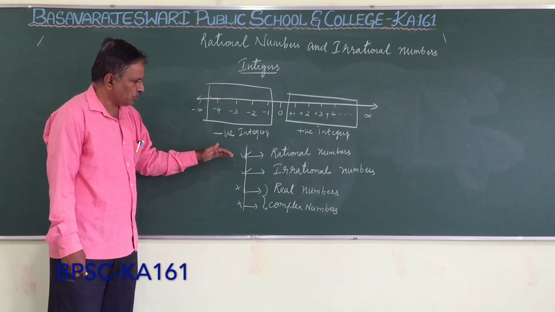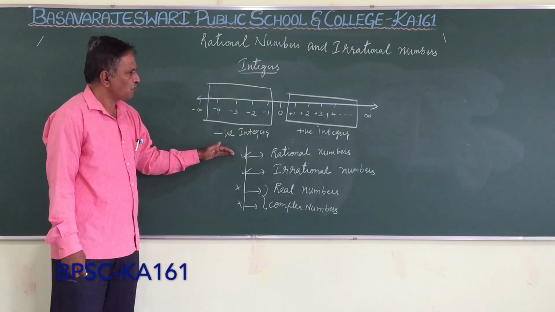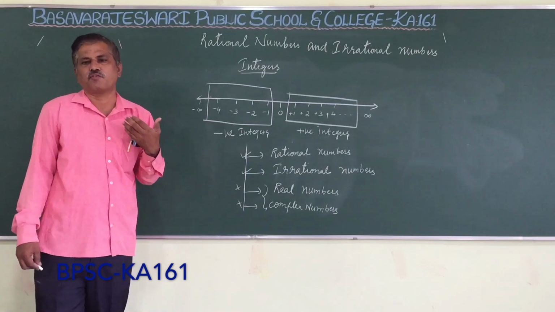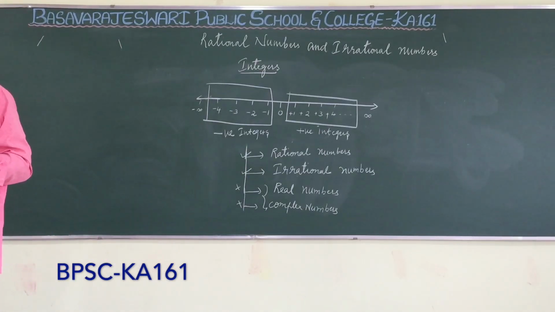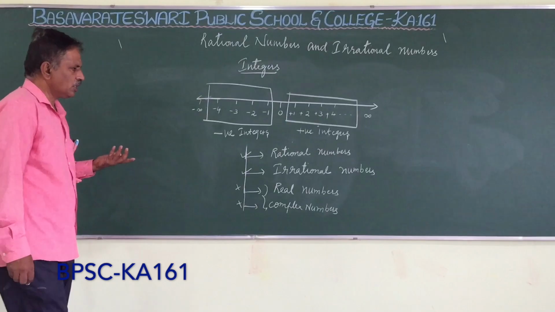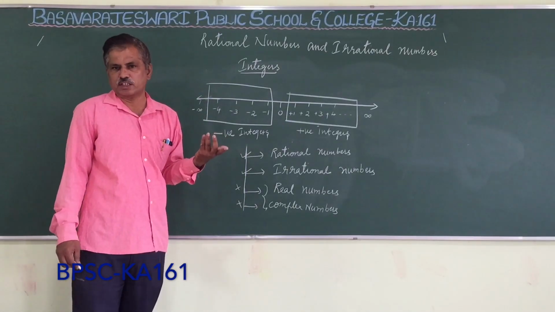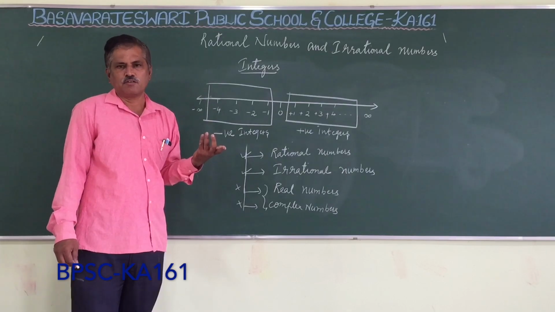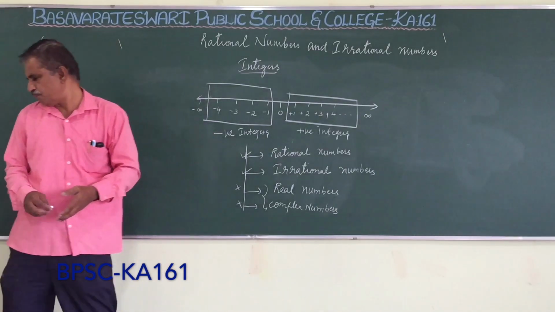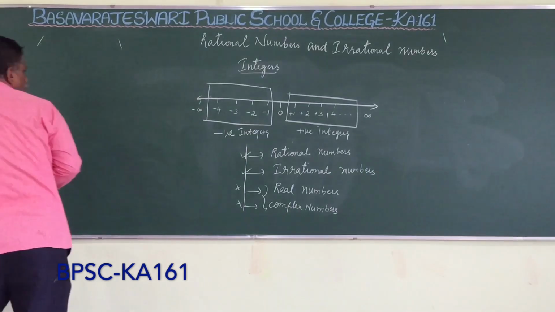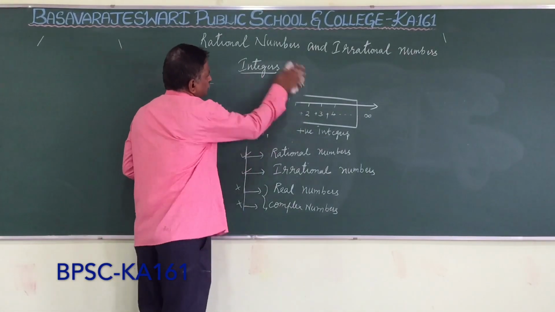So before going to the rational numbers, one has to know what is a fraction. Okay, what is a fraction? Because the representation of rational numbers as well as fractions are one and the same only. What is a fraction? A number, what is a fraction?